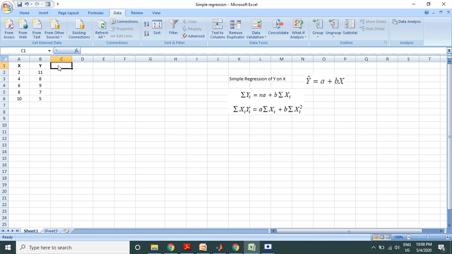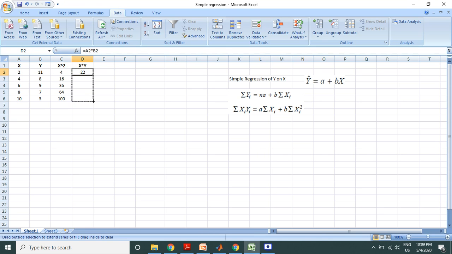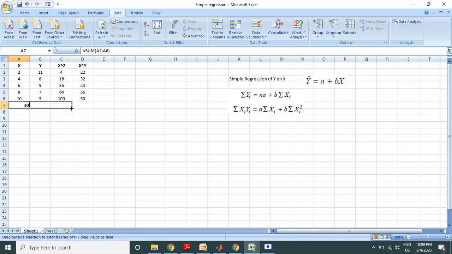So let us see how these are calculated. This is the x square. Now x into y, that is a2 into b2. Now here, the sum of elements of x, sum of y, sum of x square and sum of xy.